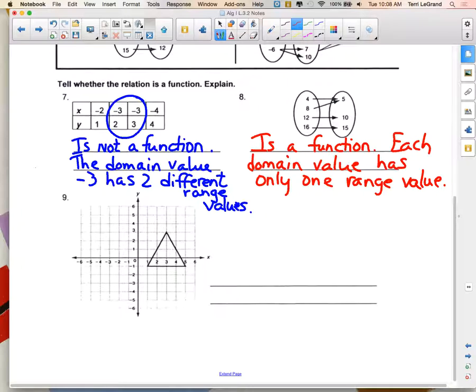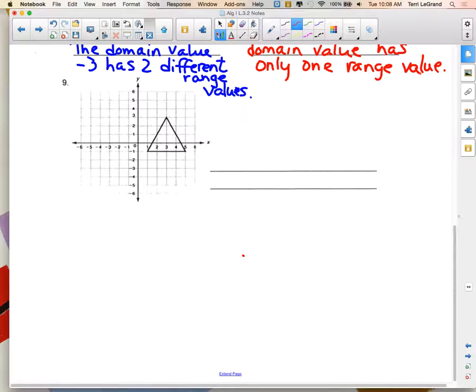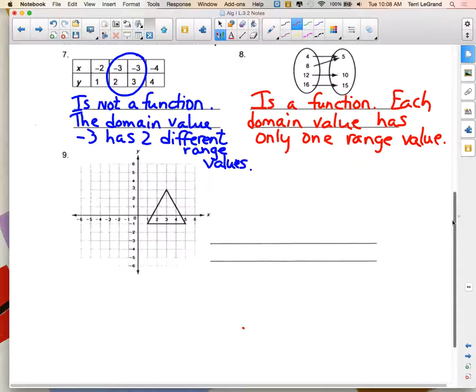Okay. How about number 9? What do you think of that one? There's a continuous graph. Because it's continuous, does that just automatically say one thing or the other, do you think? Okay, we might not want to make that assumption yet. It's continuous, but what is it that we need to look for? We need to look for any x value having only one range value. If it has more than one range value, what happens? It's not a function. So how do you feel about this one? You think it's a function?